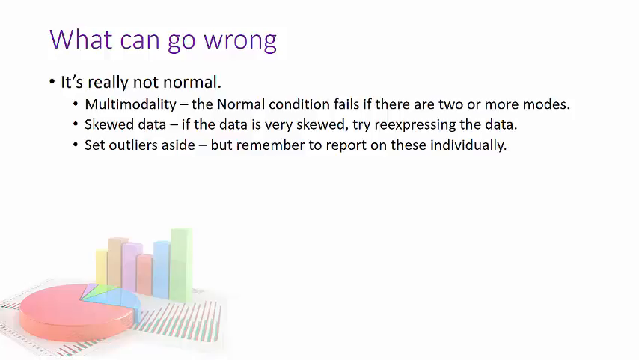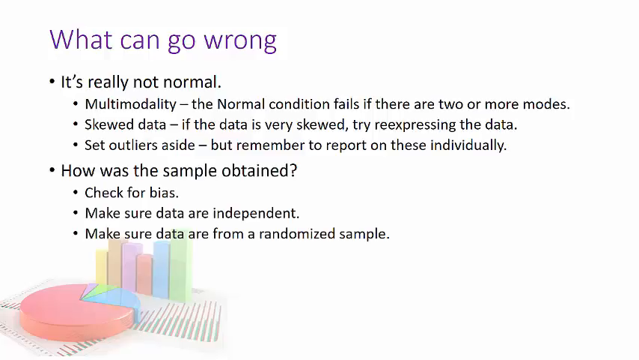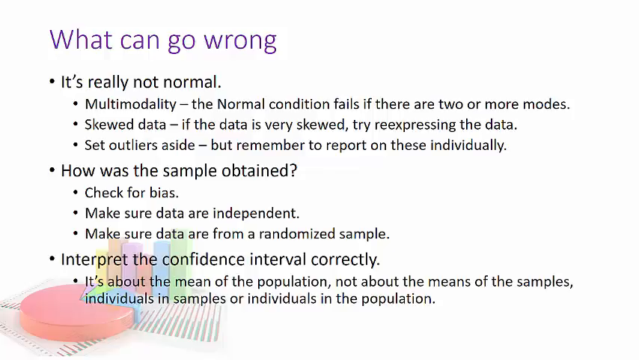So if you have a big outlier that's messing up your data, you might need to pull it out, but save it for later. Remember, check how the sample was obtained. Check for bias. Make sure data are independent, and make sure data are from a randomized sample. And don't forget to interpret the confidence interval correctly. It's about the mean of the population, not about the means of the samples, not about individuals in the samples or individuals in the population.